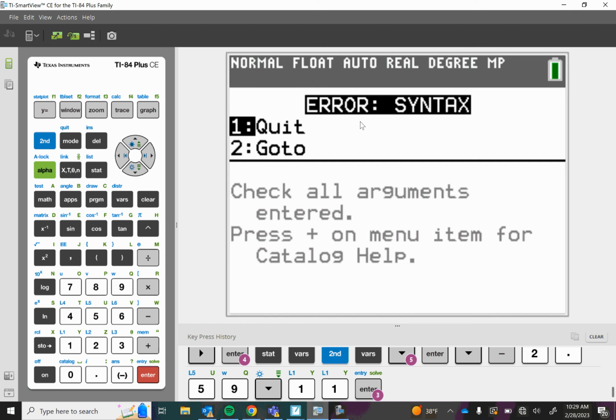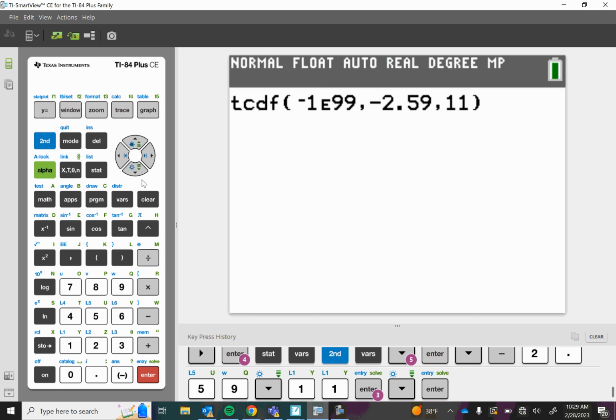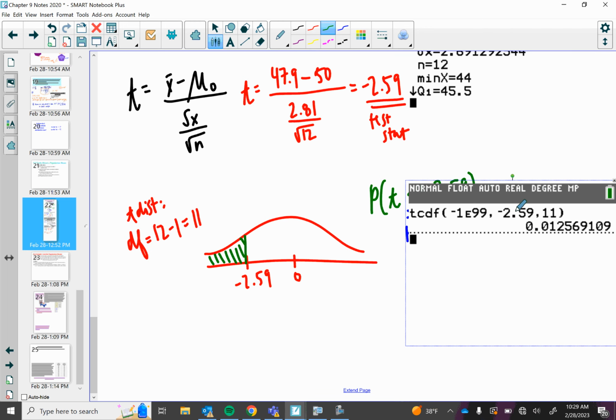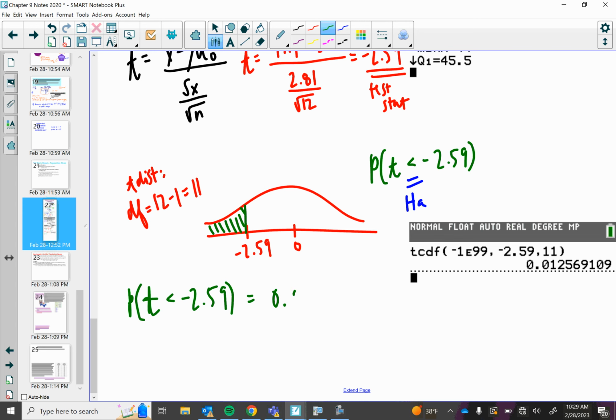I can paste this in. What happened? Let's see. Oh, I did a minus sign, not the negative sign. That would make a very big difference. Here we go. We get my p-value. We now know that the probability of getting a t-value this small or smaller is 0.01, or 1%.